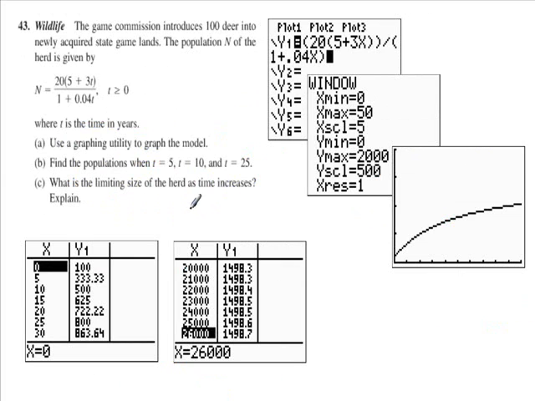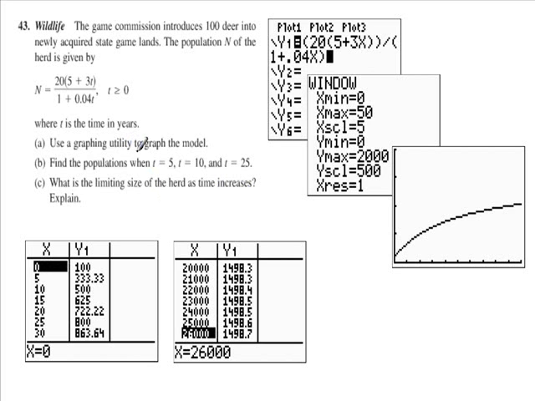Now, the next problem deals with wildlife. It says the Game Commission introduces 100 deer into newly acquired state game lands. The population N of the herd is given by N equals 20 times 5 plus 3t, all over 1 plus 0.04t, where t is greater than or equal to 0, and t is time in years. It says to use a graphing utility to graph the model, find the populations when t is 5, 10, and 25, and determine the limiting size of the herd as time increases.